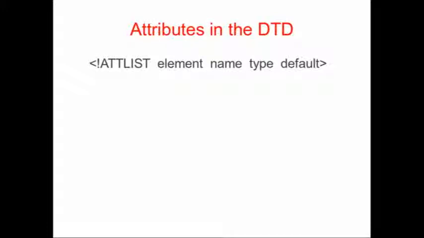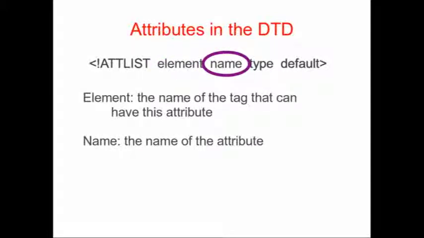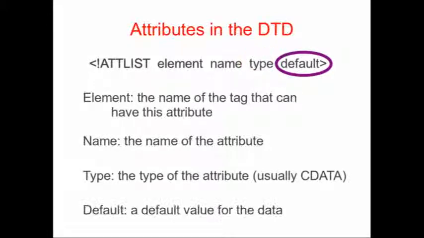Here we have the element, which is the name of the tag that has the attribute, the key associated with the attribute, and the type of the attribute. It's usually going to be CDATA, but it could be other things, and I'll explain CDATA when we get there. And we can also provide a default value.